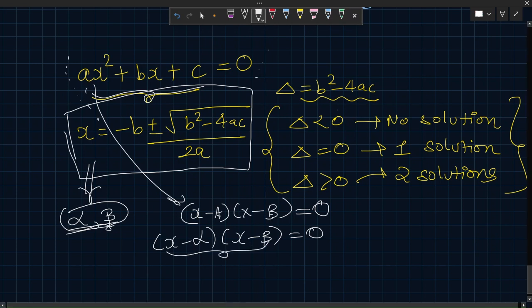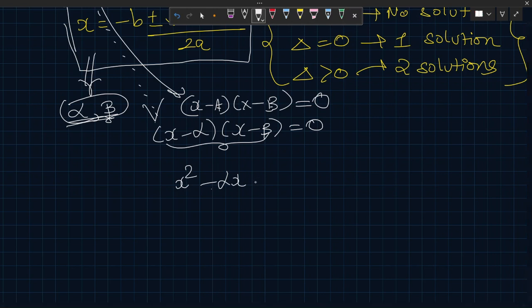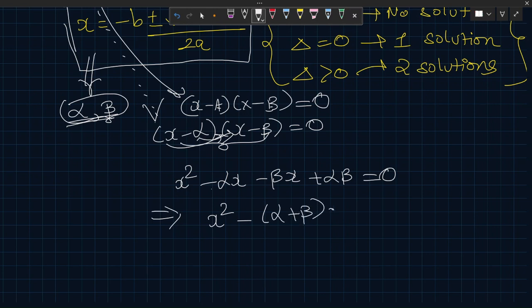Which means the quadratic equation can actually be written in this form as well. Expanding, x squared minus alpha x minus beta x plus alpha beta is 0, which implies x squared, you can take the minus common, minus (alpha plus beta) times x plus alpha beta is 0.